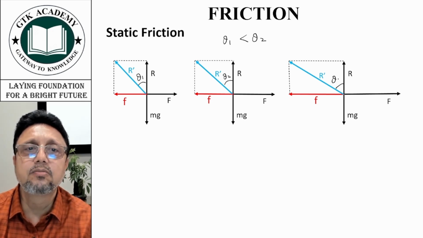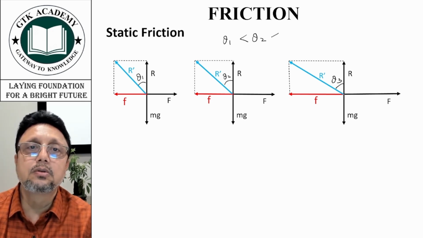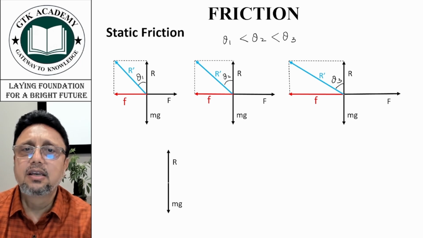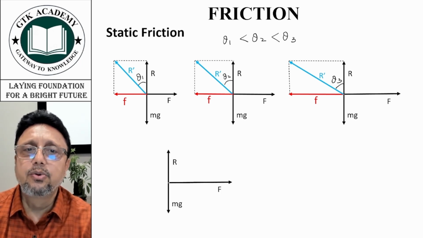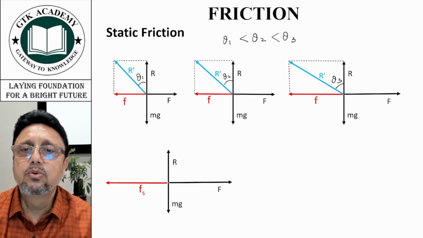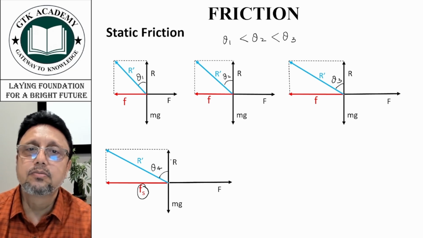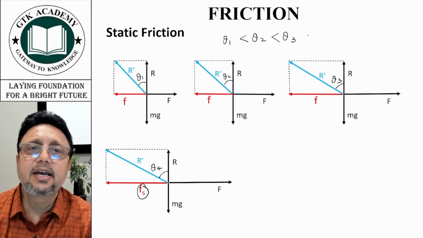If you further increase, R dash will also increase and it will be tilted more towards left. So this is theta 3. So theta 3 again is greater than theta 2, until you reach the maximum value, which we said is Fs. So again, if this is theta 4, in fact we call it theta s. So instead of theta 4, I'll write theta s.